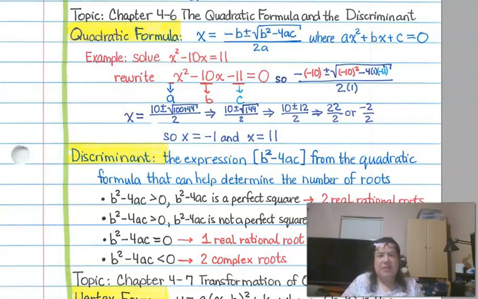What is it? Well, here it is, and I'm not even going to look. I'm going to just recite it. So the quadratic formula is x equals negative b plus or minus the square root of b squared minus 4ac, all over 2a.